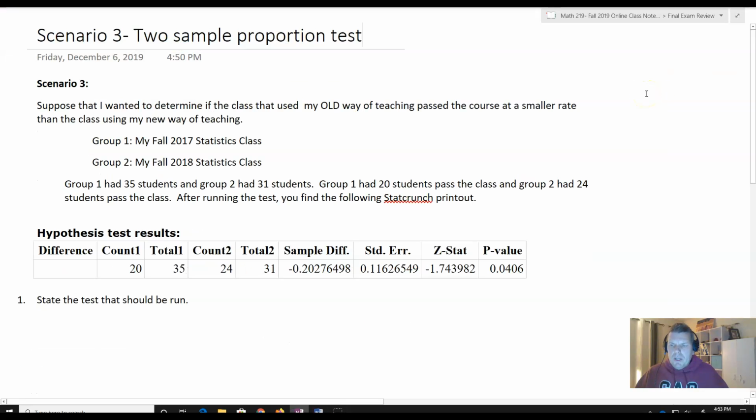Right, so what we're going to be looking at again here is our third scenario, and it's actually a two-sample proportion test. We'll talk about how we know that in just a moment.